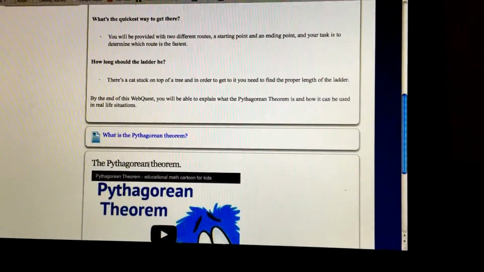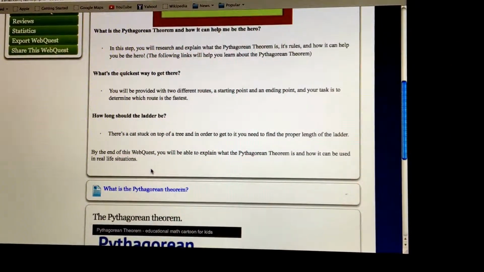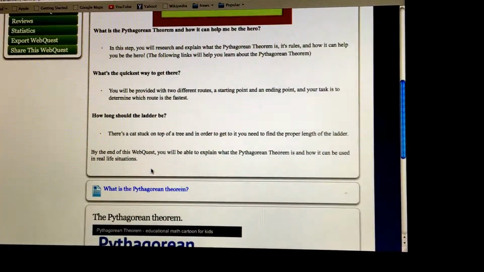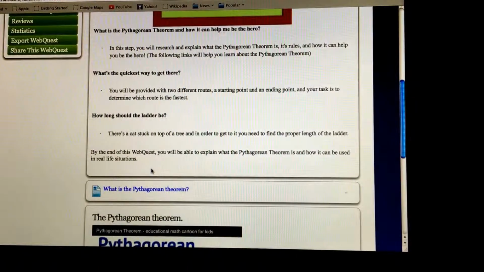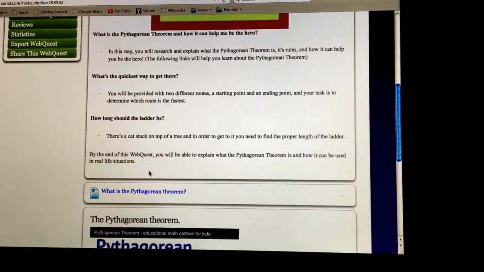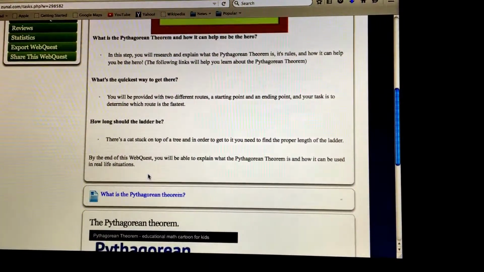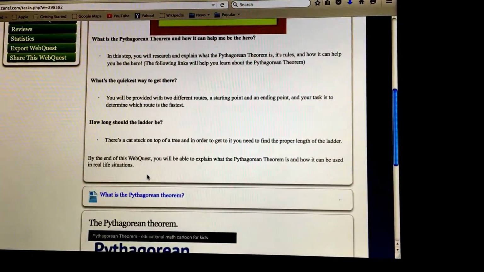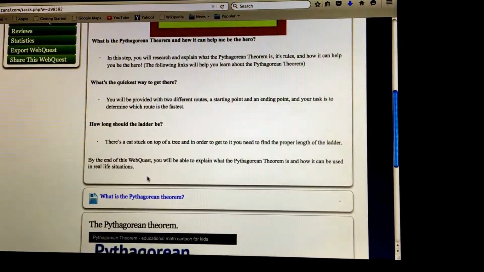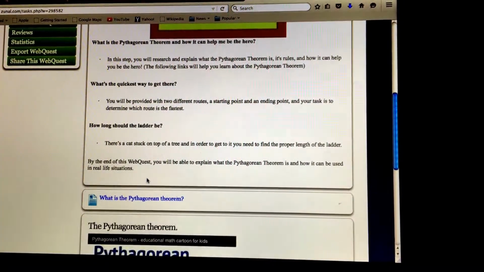How long should the ladder be? There's a cat stuck on top of the tree, and in order to get it, you need to find the proper length of the ladder. By the end of this WebQuest, you will be able to explain the Pythagorean theorem and how it can be used in real-life situations.